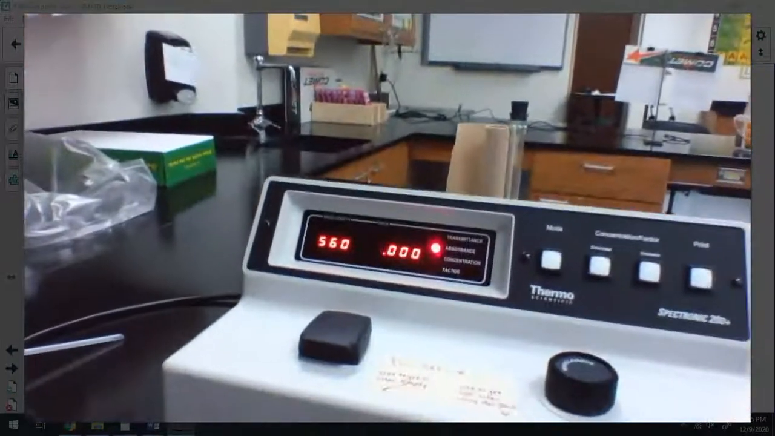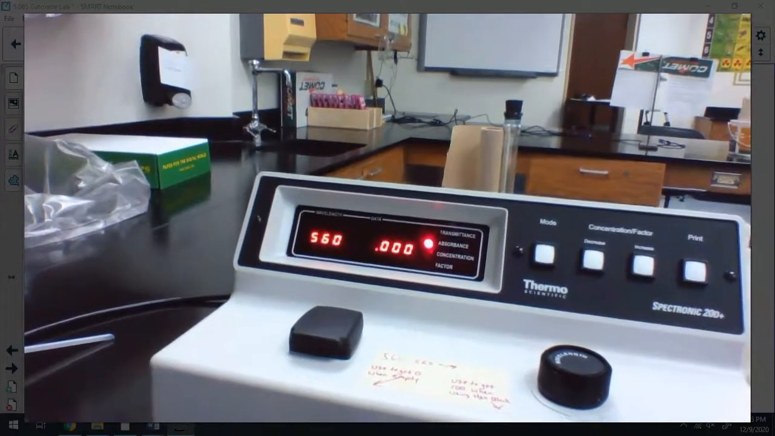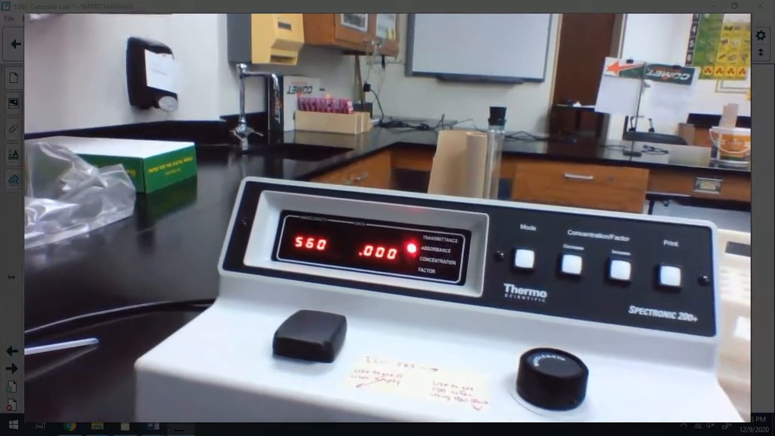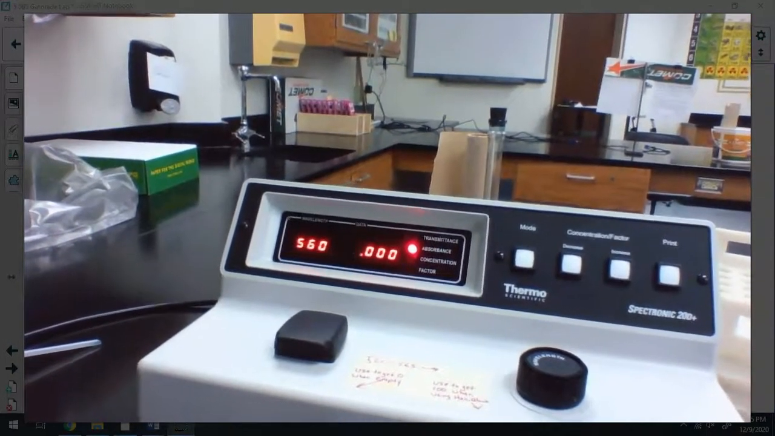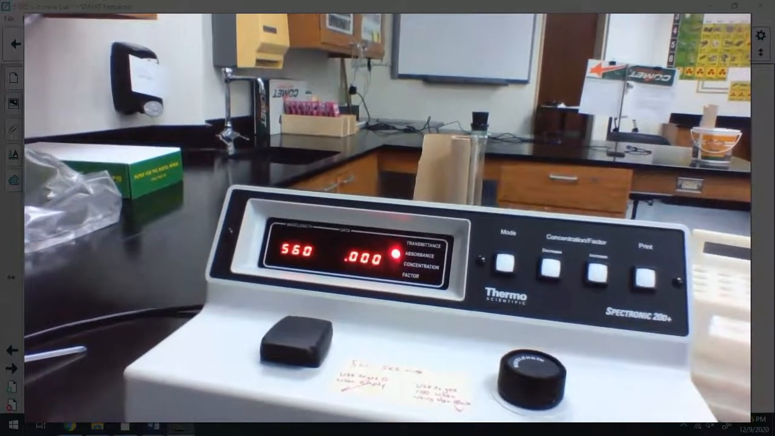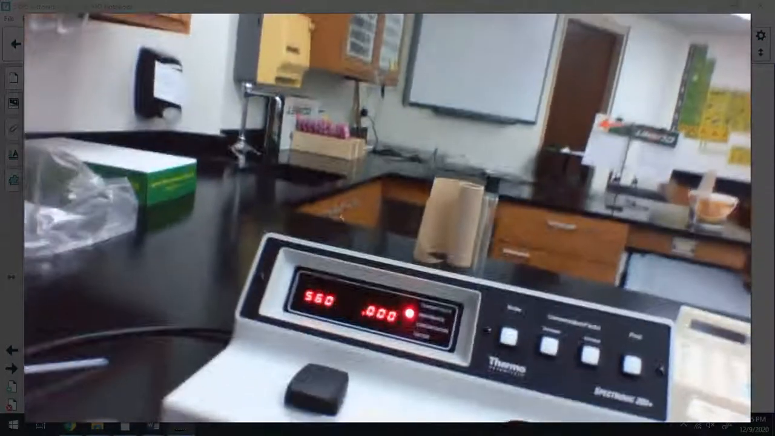Bring you guys over here. Okay, there's my instrument. On the left, you see 560. The next one says 0, or rather 0.00000. That's good. That's pure water. It's perfect. Now, I'll show you one other thing.